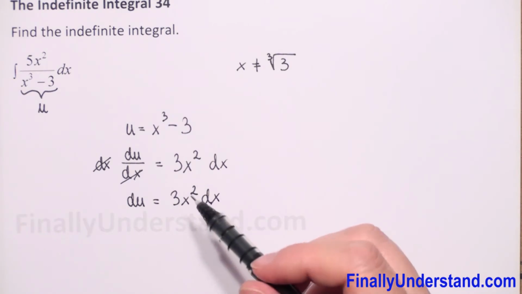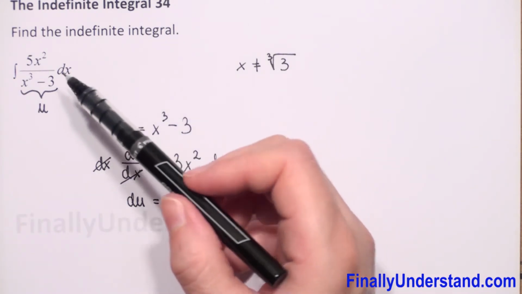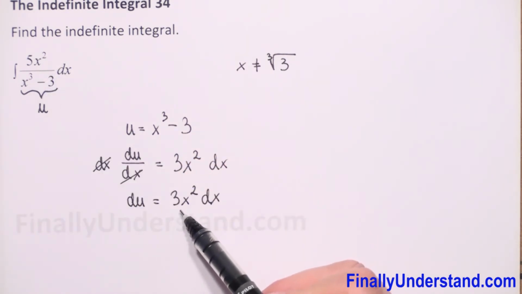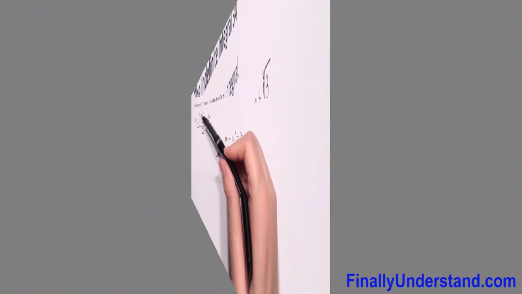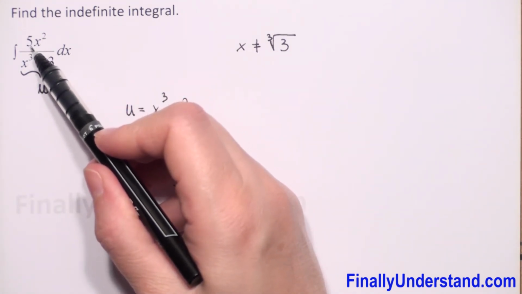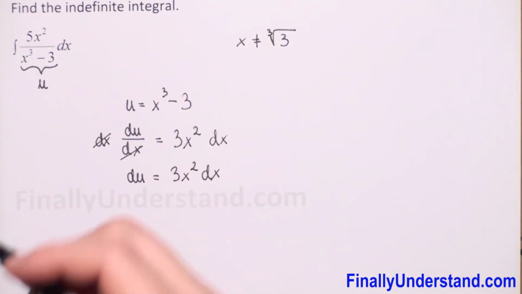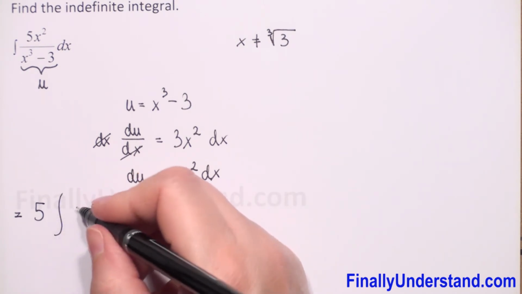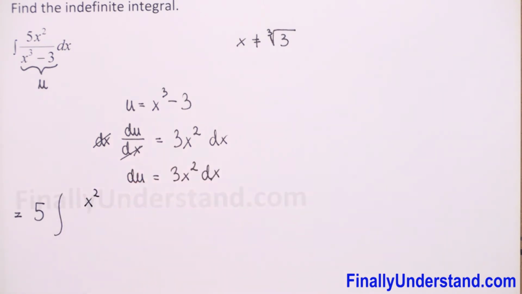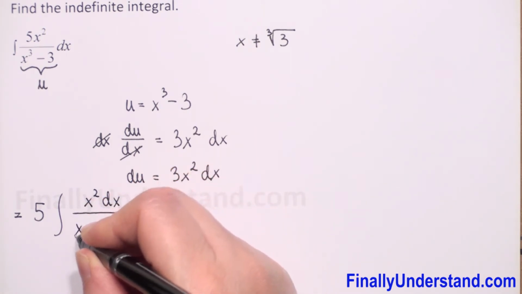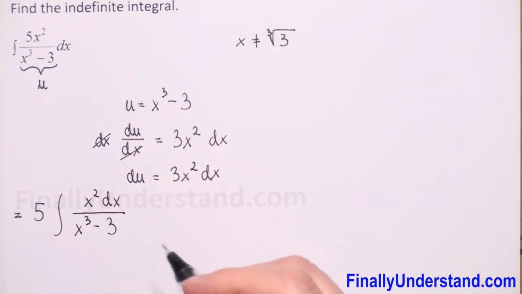In our expression, in the numerator we have 5x squared dx, and now we have 3x squared. So what can we do? Let me rewrite our indefinite integral first, because we have 5 times x squared, so I can take this 5 before the integral symbol, so we will have 5 times integral of x squared dx over x cubed minus 3.